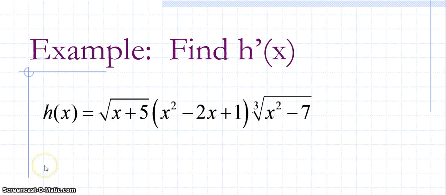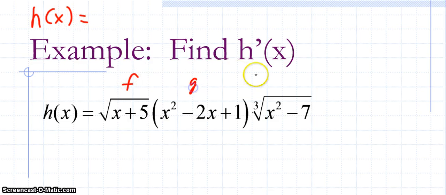Okay, so first I want you to find the derivative of h of x. Notice that you have three things multiplied together, right? So we're going to have to do product rule. So how does that work? Well, in this case, let's give each of these a name. I'm going to call this f and this g and this w. So h of x is f times g times w.